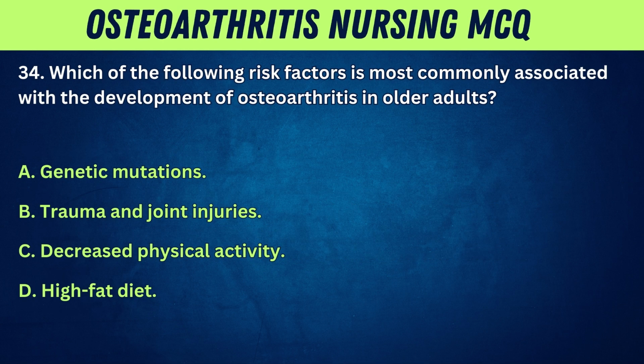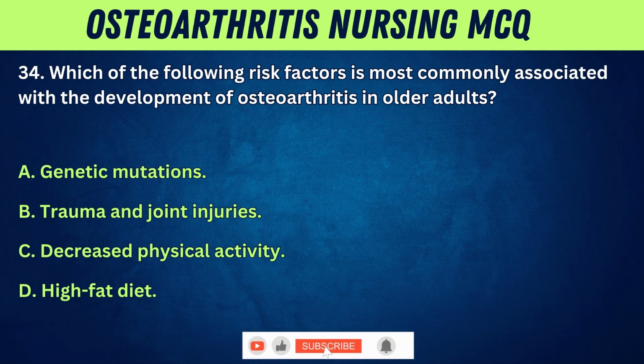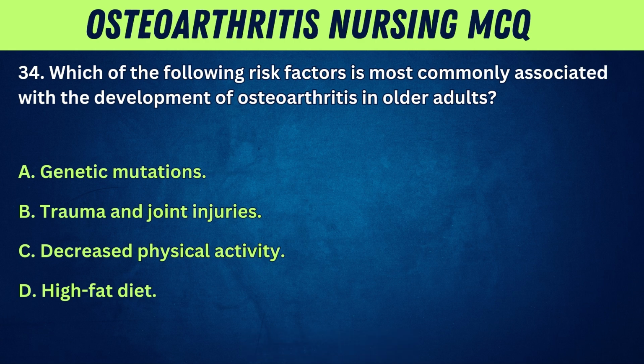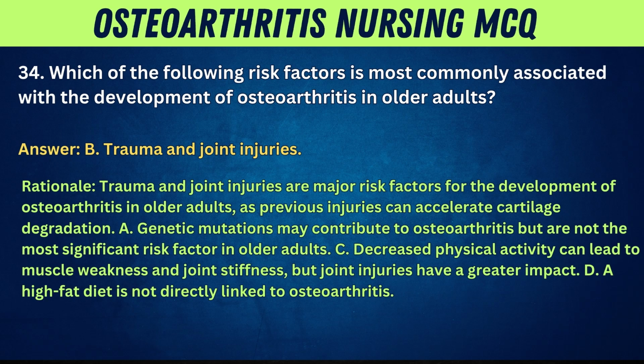34. Which of the following risk factors is most commonly associated with the development of osteoarthritis in older adults? A. Genetic mutations. B. Trauma and joint injuries. C. Decreased physical activity. D. High-fat diet. Answer: B. Trauma and joint injuries. Rationale: trauma and joint injuries are major risk factors for the development of osteoarthritis in older adults, as previous injuries can accelerate cartilage degradation.